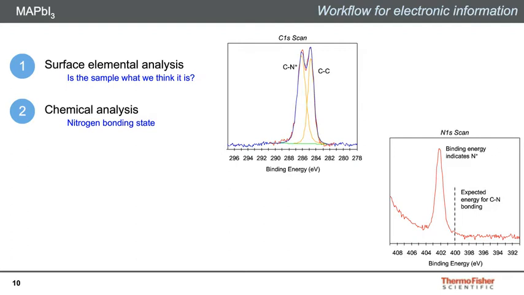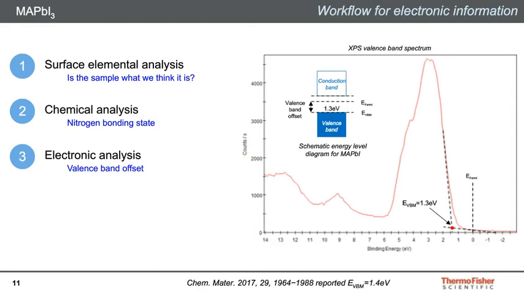Having established the elemental and chemical composition of the sample surface, we can now move on to collect some electronic information. A valence band spectrum was acquired, and we can see that the leading edge of the spectrum is shifted from the Fermi level by 1.3 electron volts. The schematic shown with the spectrum illustrates how this information can then be incorporated into an energy level diagram. This kind of measurement can be extended to evaluate valence band offsets for one material in electrical contact with another, such as we might see in a solar cell device.